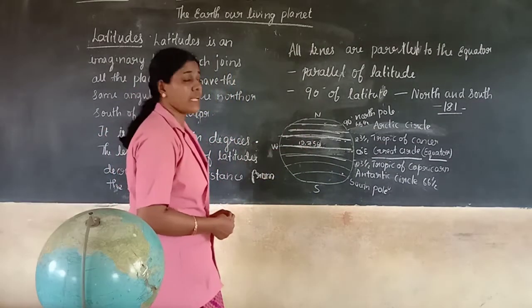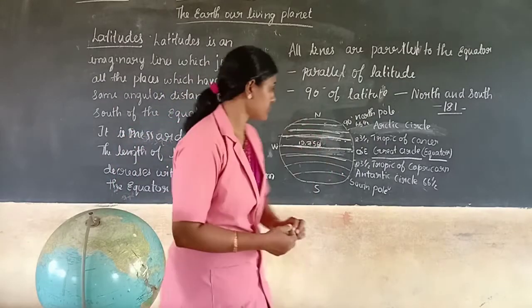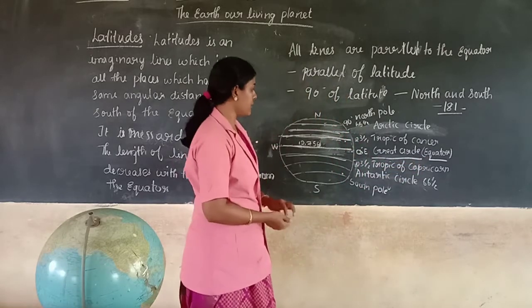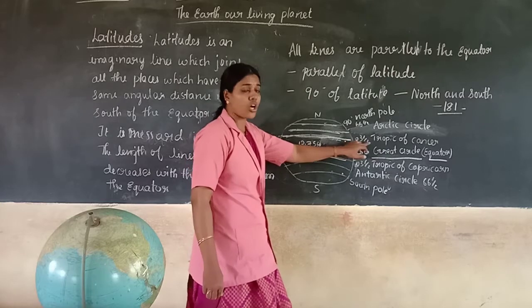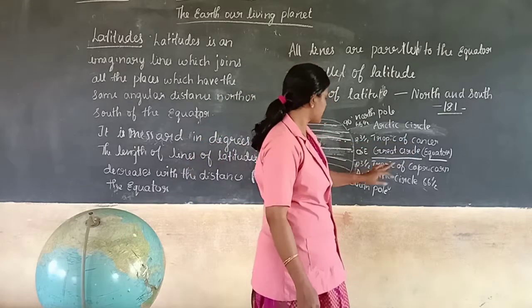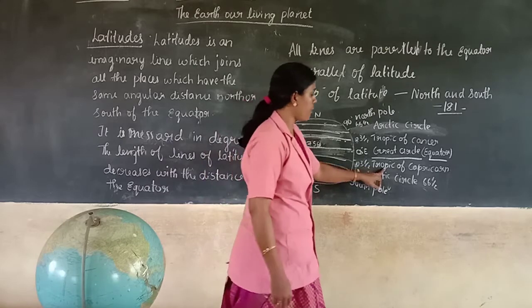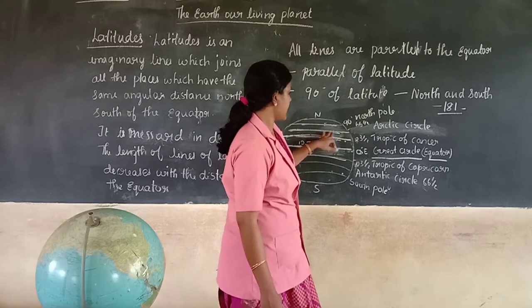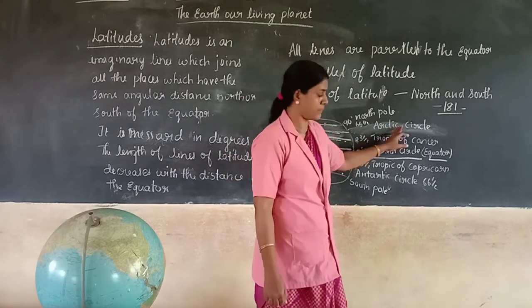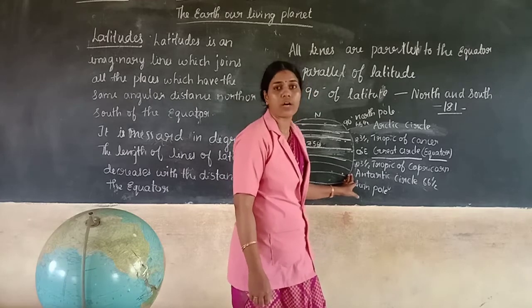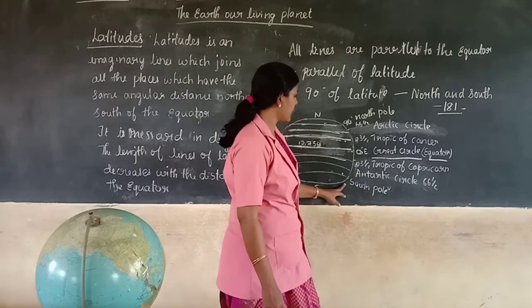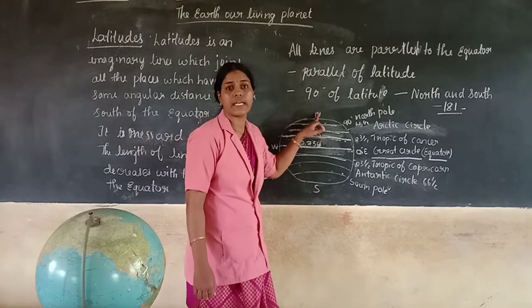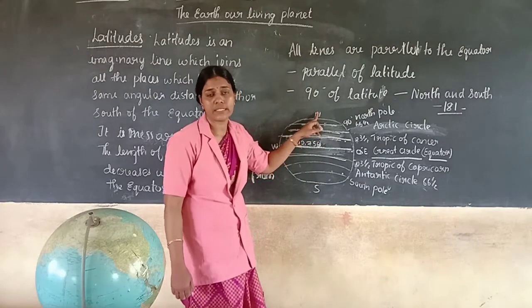Then the important latitudes. 0 degree, the great circle, equator. Then 23 and a half, Tropic of Cancer. Next 23 and a half, Tropic of Capricorn. Next 66 and a half, Arctic Circle. Then 66 and a half, Antarctic Circle. Then here 90 degree South Pole and here 90 degree North Pole. These are the important latitudes.